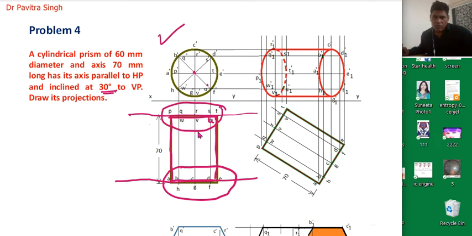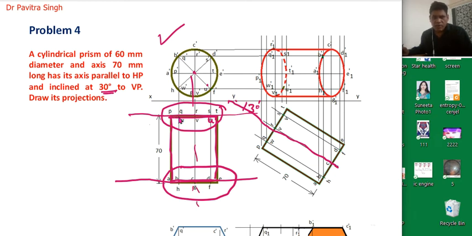So now we will draw one line, this line. Actually this is the center line of this cylindrical shape. So we have drawn this line which is inclined 30° with the XY line, because it is inclined 30° to the vertical plane. Actually this is the center point of this cylindrical plane. So we have drawn this line here which is inclined 30°.